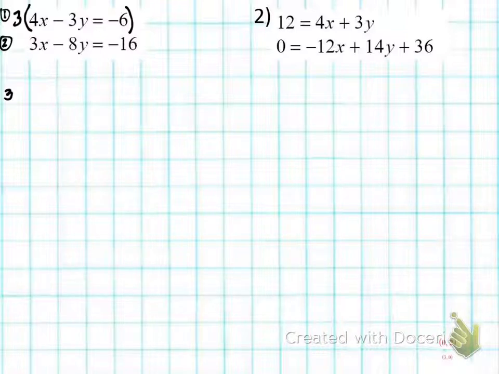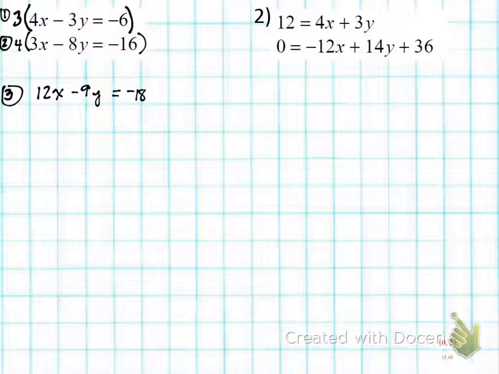And I'm going to call this new equation equation 3 because it's a new equation, okay? So 3 times 4x is 12x. Negative 3y times 3 is negative 9y. Bring down an equal sign. Negative 6 times 3 is negative 18. That's the new equation 1, which we'll call equation 3. We did that yesterday. Now we're going to do it again. Equation 4. Put parentheses around it.